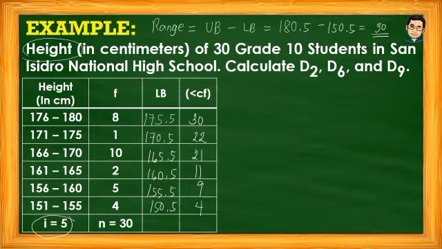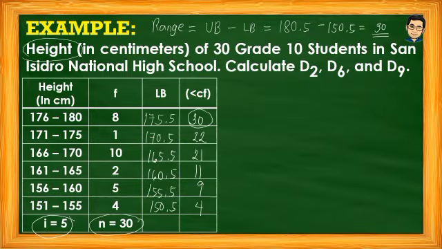30. So how are you going to know if your answer on the less than cumulative frequency column is wrong? So kailangan po magtali po yung total frequency, which is 30, dun sa sum sa pinakaitaas. So as you can see, 30 is equal to 30.